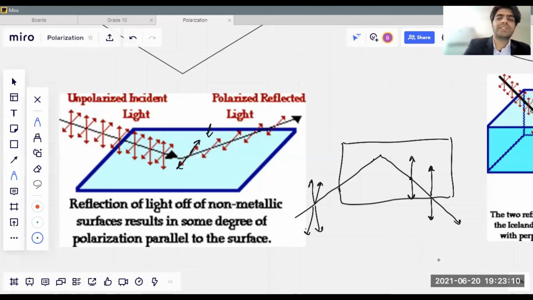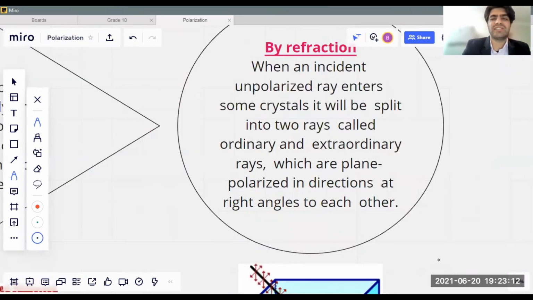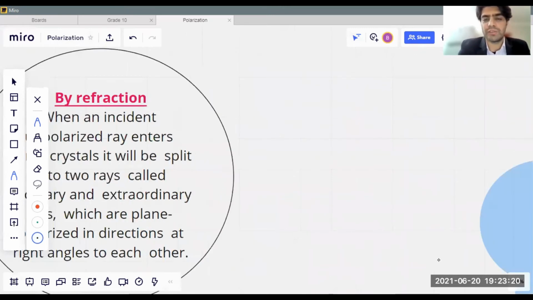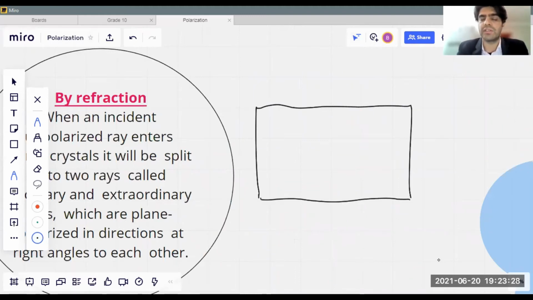Now, coming towards the second method, which is refraction. Polarization by refraction. How is the polarization happening by refraction? Let me give you an example and draw something for you as well. We have observed normal refraction processes in science and in physics, since we are studying optics.